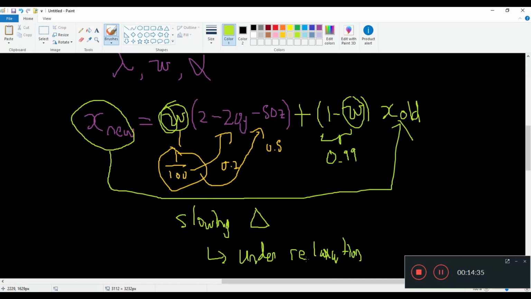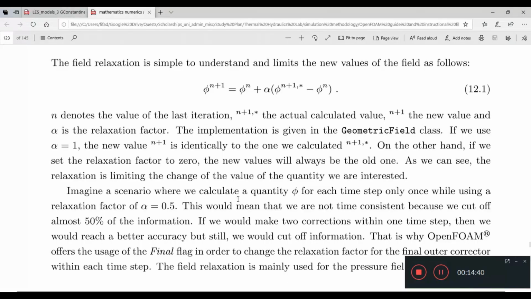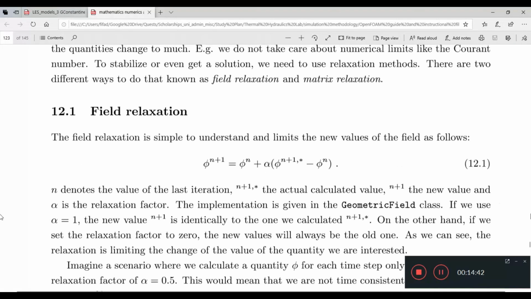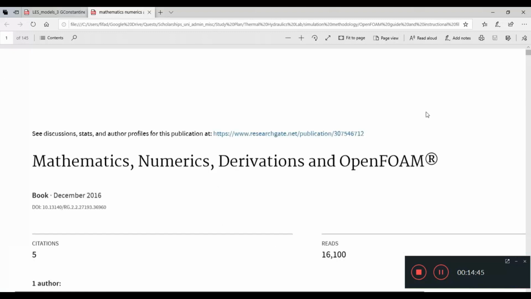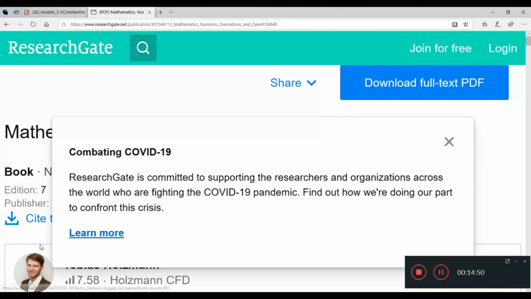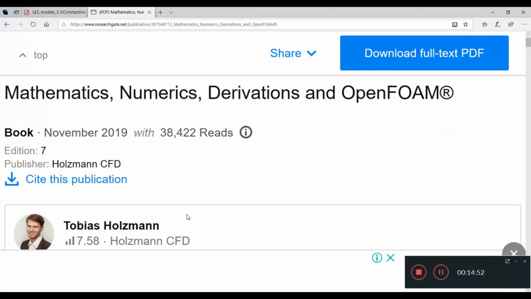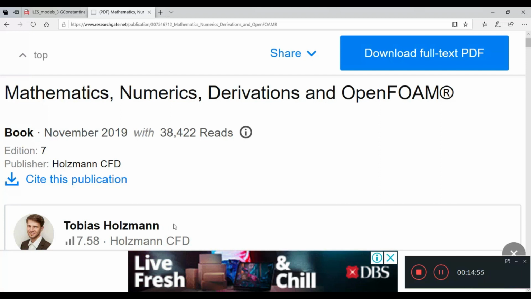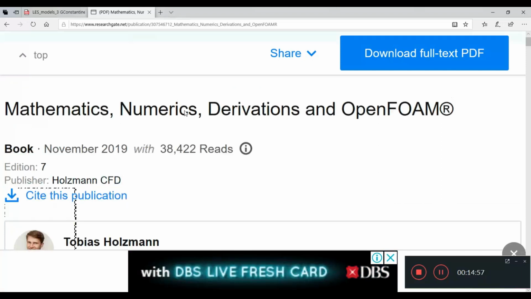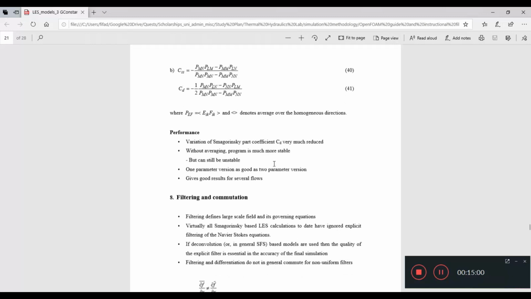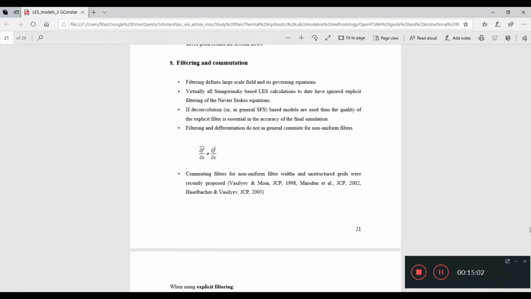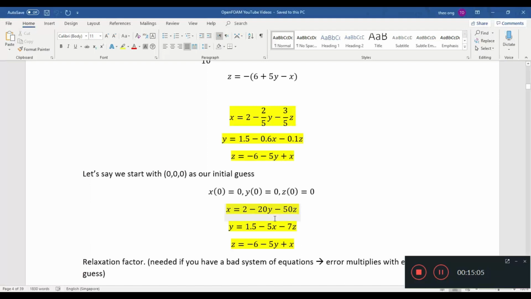I'm going to continue my discussion in the next video, but I want you to know this resource is very helpful. It's called Mathematics, Numerics and Derivations in OpenFOAM. It's by Tobias Holzmann from Holzmann CFD. He's a very good guide, and I get a lot of the stuff from there. I'll leave this in the link, and then you can go and check it out yourself.